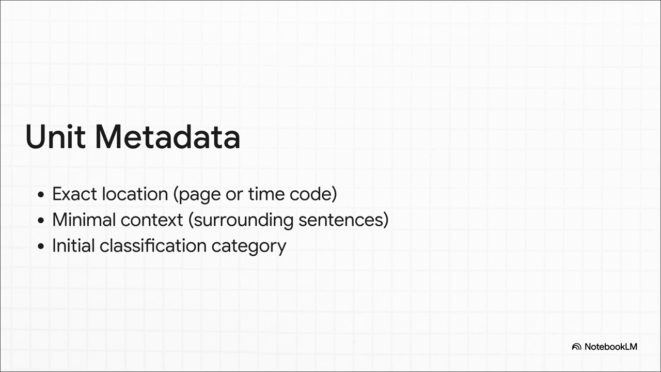Then, you need unit-level metadata. For every single translatable unit you pull out, you have to log its exact location, like the specific page number or the exact video timecode. You also need minimal context, maybe one or two surrounding sentences, plus an initial classification category. Why is this such a big deal? Because this is exactly what allows future researchers to replicate your study. It traces every single translation decision you analyze right back to its undeniable context.